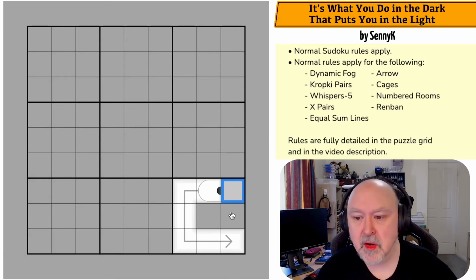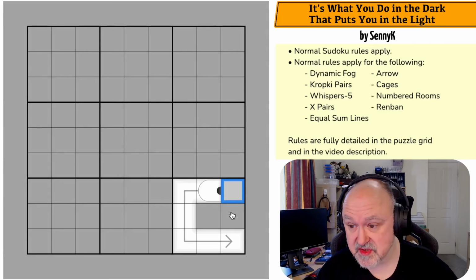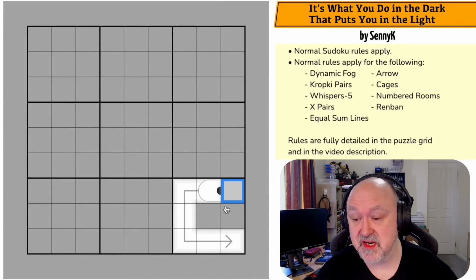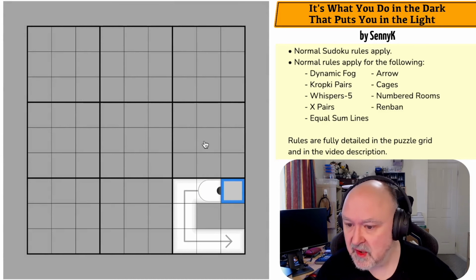Kropki dots. Digits in cells joined by a black dot are in 1 to 2 ratio, so it's actually ratio dots, i.e. one digit will be double the other. Not all dots are given. There's nothing mentioned here about consecutive, but whatever.